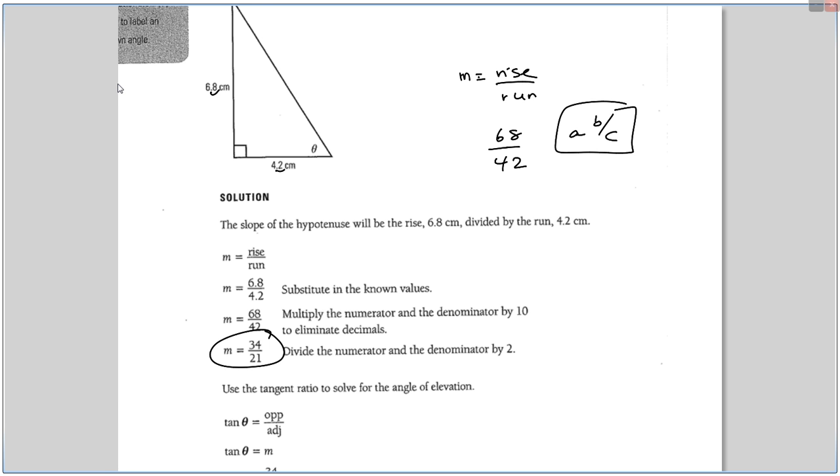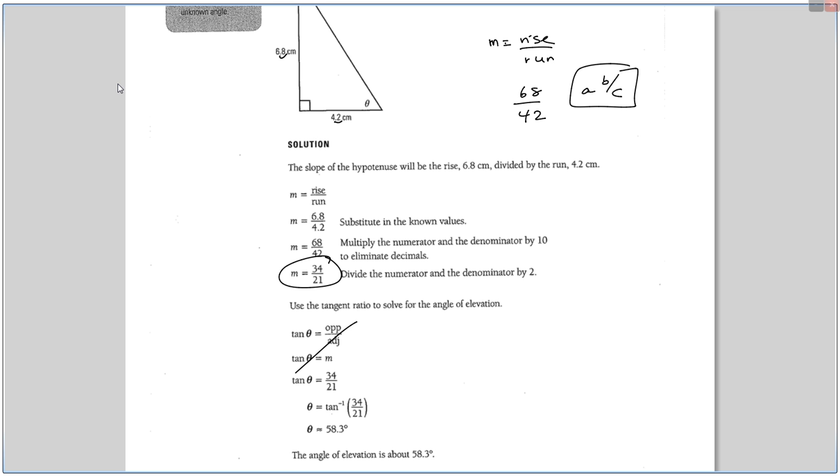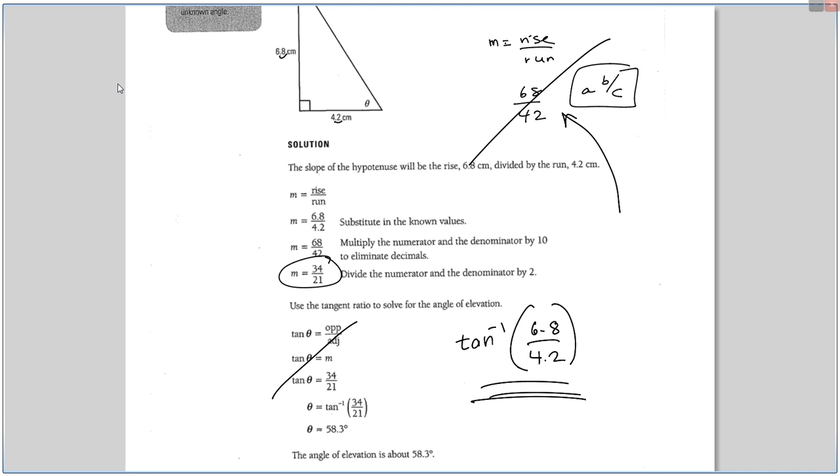But in fact, when you go to do this, all this is unnecessary as well. All you have to do is go second function tangent, rise over run, 6.8 over 4.2. You don't even have to get this into that. The calculator will do this fine. Second function tangent, rise divided by run. Nothing tricky. Okay, just 6.8 divided by 4.2. And then it should spit out 58 degrees. I'll just confirm that on mine.